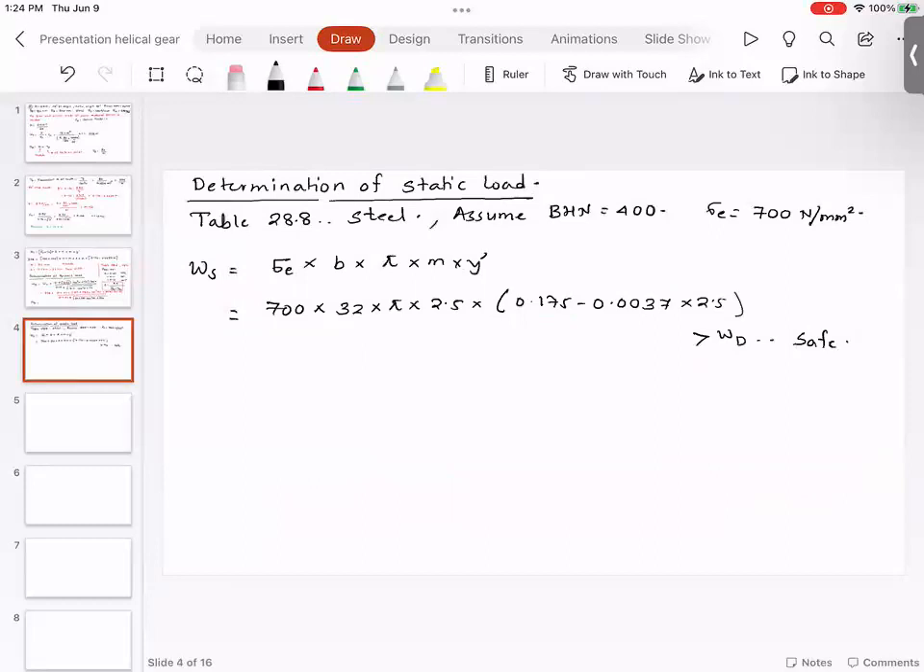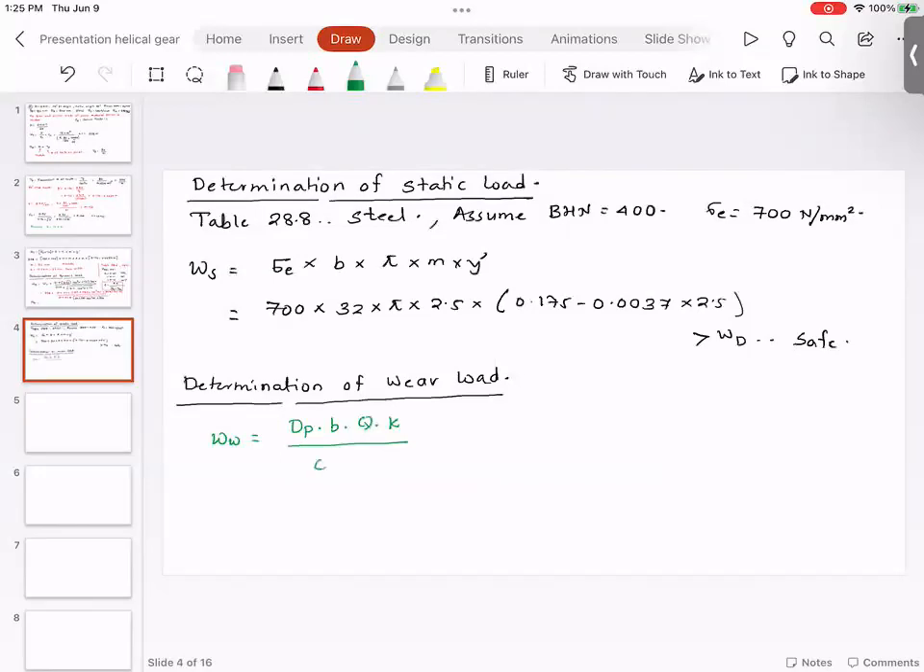The next part is determination of wear load. WW, DP P, UK. Q, since it's an external gear, is 2 times velocity ratio divided by velocity ratio plus 1.